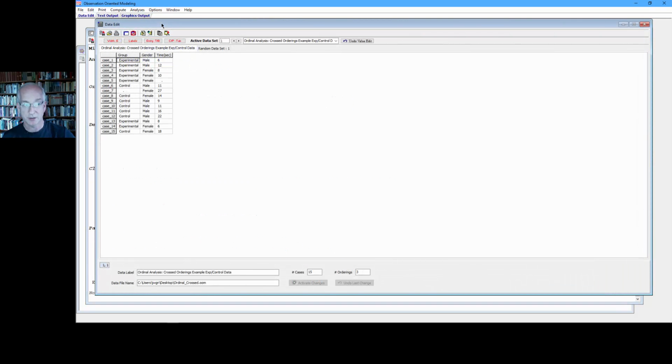So it's up to you as the researcher how to handle the missing values. You can include them in the totals, or you can exclude them. So the software gives you that option.